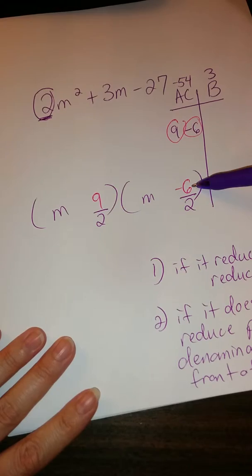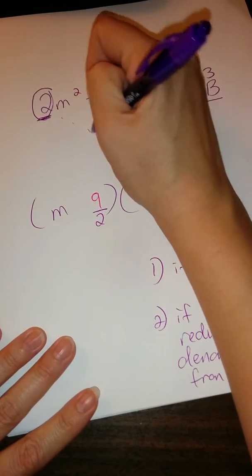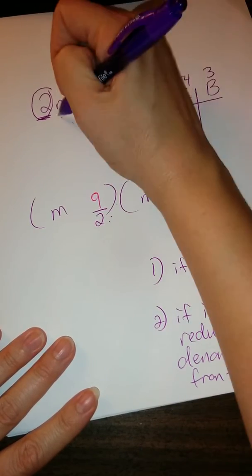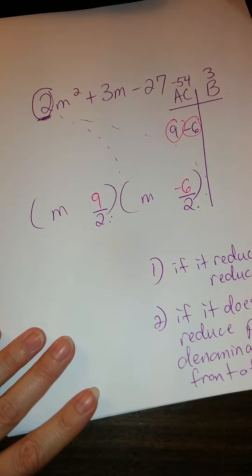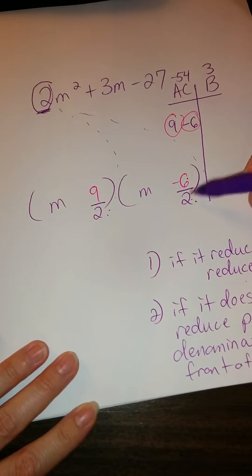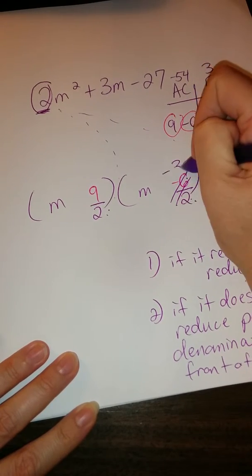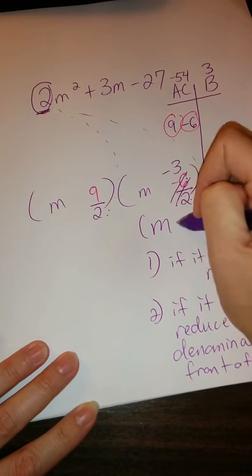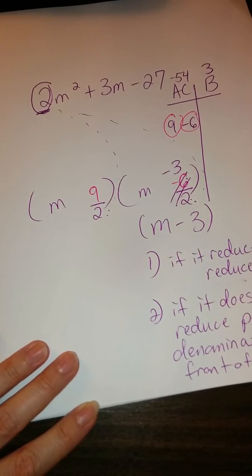Write each of them down and then take your coefficient and put it under each of them. Now let's play our game. If it reduces, reduce it. Negative 6 over 2 reduces to negative 3. So I have one factor that is m minus 3.